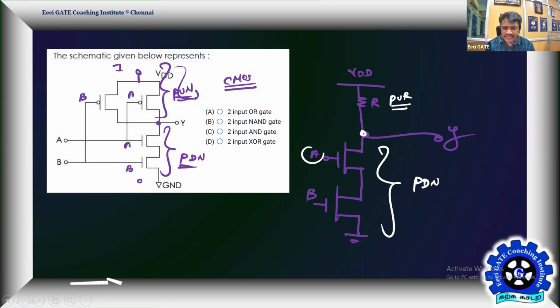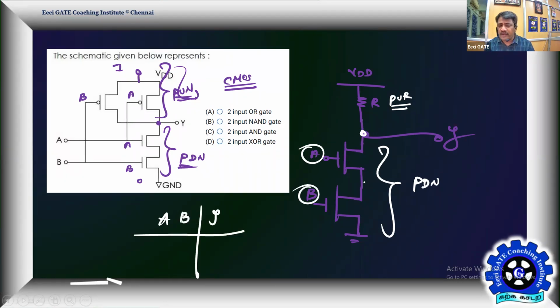Now, what is the signal here? A. What is the signal here? B. So what is the logic at play? It's A, B, and this is Y. Now your NMOS switches are active high switches. They demand 1 to turn on. So only when both turn on, Y will be connected to logic 0. Only when both are 1, Y will be connected to logic 0.